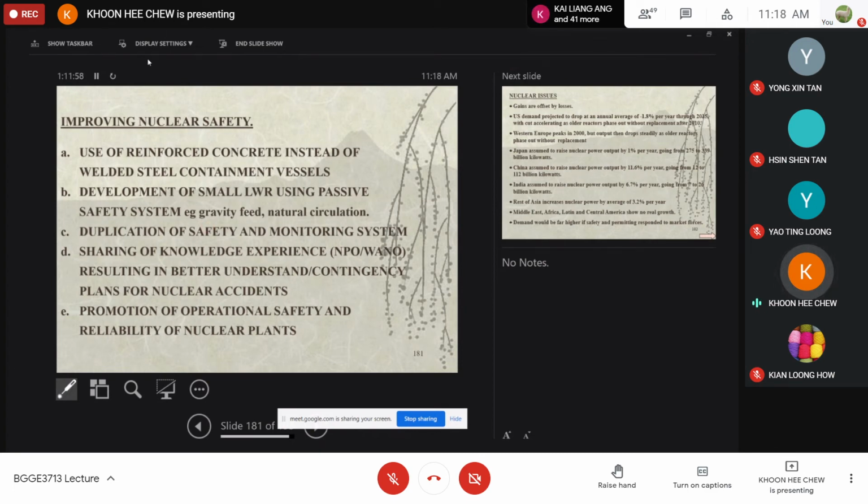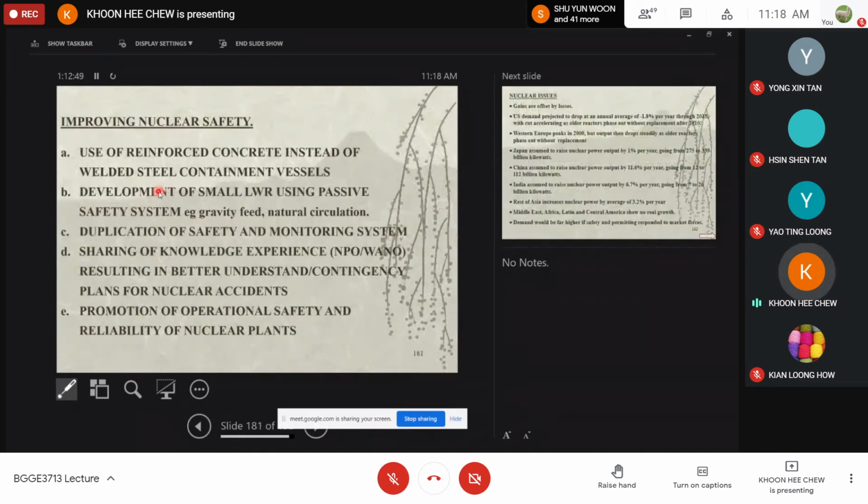So for improving nuclear safety, what are the things? Use of reinforced concrete instead of welded steel containment vessels. Development of small LWRs using passive safety systems, that is gravity feed, natural circulation, and duplication of safety and monitoring systems. So we have double systems: if one is out of order, then another one is still functioning, so we have time to do the repairing job. Sharing of knowledge and experience, resulting in a better understanding and contingency plan for nuclear accidents. Promotion of operational safety and reliability of nuclear plants. So these are the safety improvements.